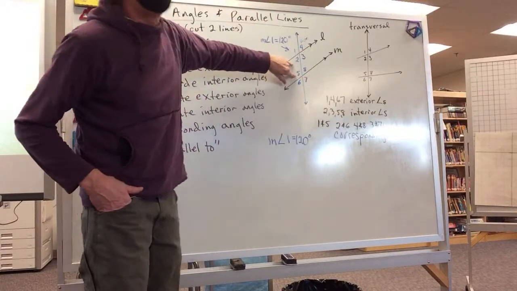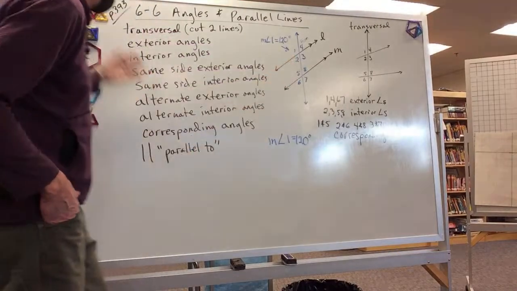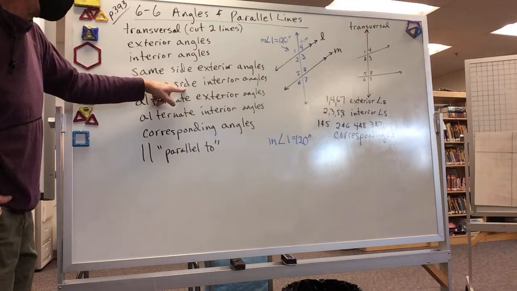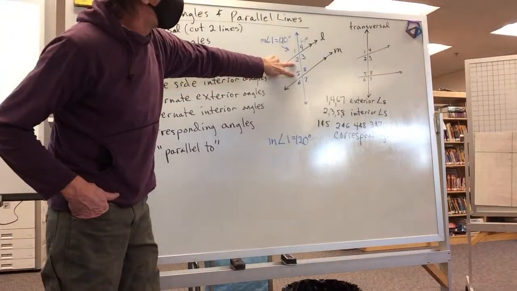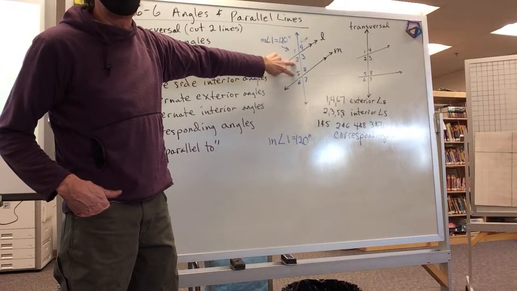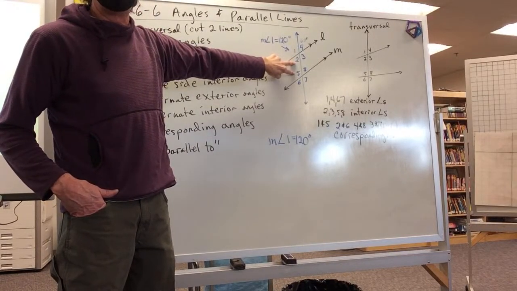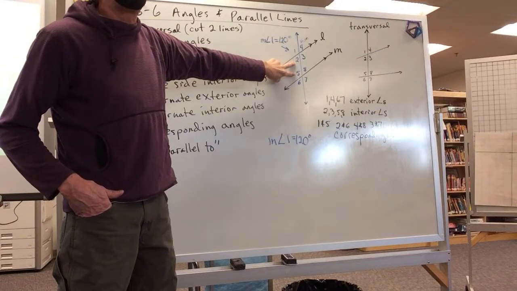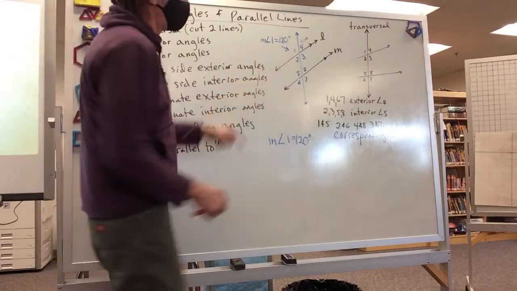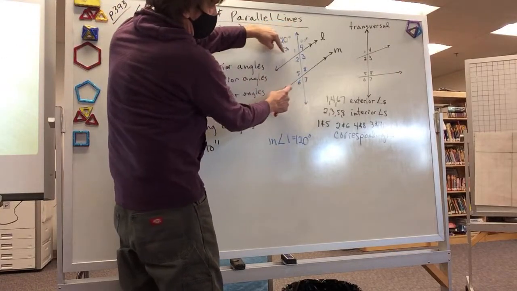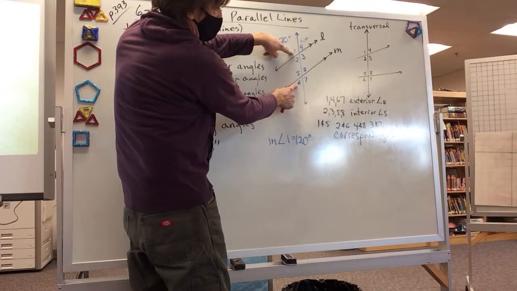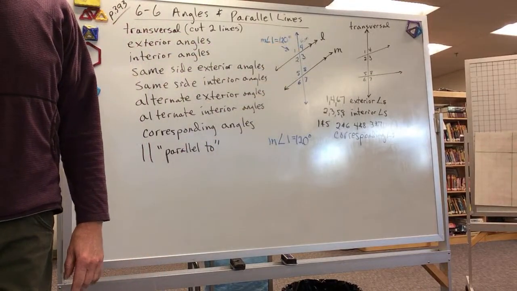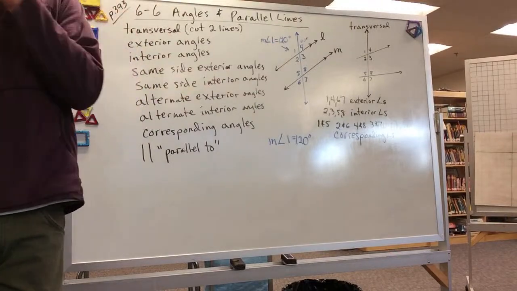Look at this, same side. You guys are good readers. Same side, interior. Same side of the transversal, interior. What's the relationship there? They're not corresponding. They add up to 180. Okay, same side exterior. So the same side of the transversal, but they're exterior, like 1 and 6. What do they add up to? 180 also. So you can use these facts to come up with unknown measures.